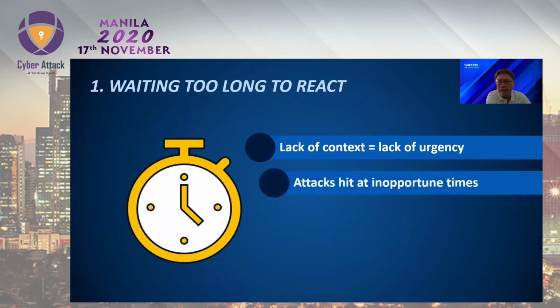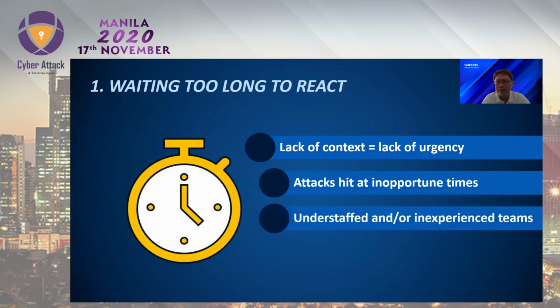The second is that attacks hit at inopportune times. When cyber criminals are hiding in your environment, they pretty much want to stay under the radar. So when they are testing the defenses, they probably look at timing. Where your office ends work at about 6 p.m., they will probably start their activities around 8 p.m. or 9 p.m., those kinds of timings where there is less activity within your office environment.